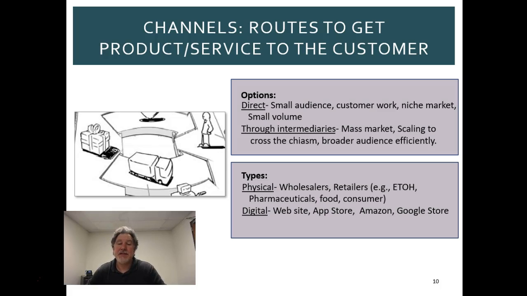And then physical is going to be in terms of direct storefront through a wholesaler. We see this in the alcohol and the pharmaceutical food and consumer business. And in alcohol in particular, we have to be mindful of the three-tier system because of the state laws that are there.